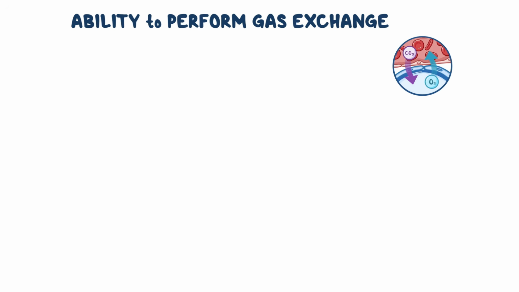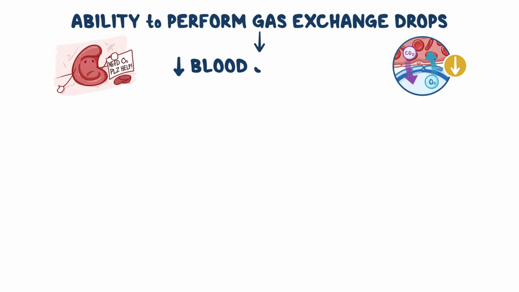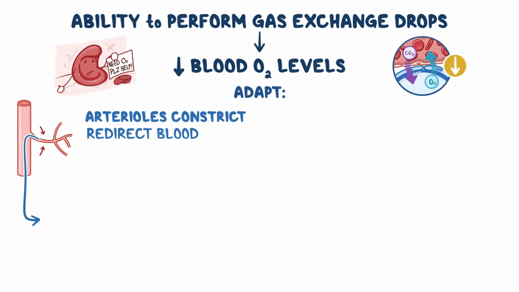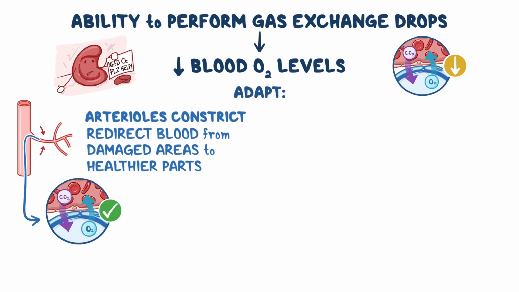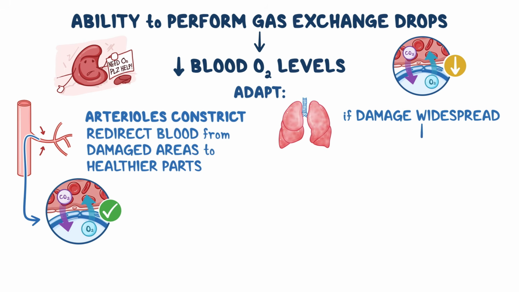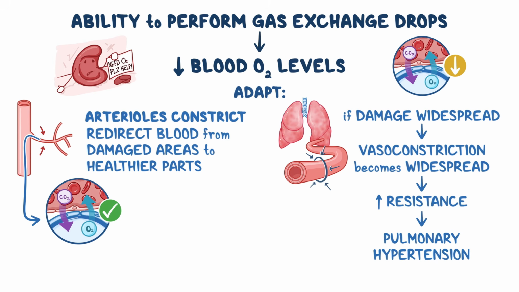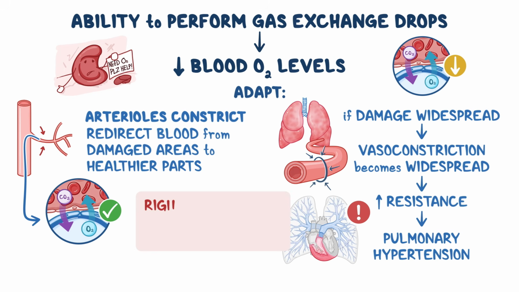Regardless of the underlying cause, the lung's ability to perform gas exchange in the affected area drops, resulting in low blood oxygen levels. To adapt, the pulmonary arterioles constrict and redirect blood away from the damaged areas towards healthier parts of the lung where gas exchange is possible. However, if the damage is widespread, this vasoconstriction becomes widespread, increasing resistance throughout the pulmonary circulation and causing pulmonary hypertension. The right ventricle must now push blood against much higher pressure, so it thickens and becomes stronger. This condition is known as right ventricular hypertrophy and is often referred to as cor pulmonale.